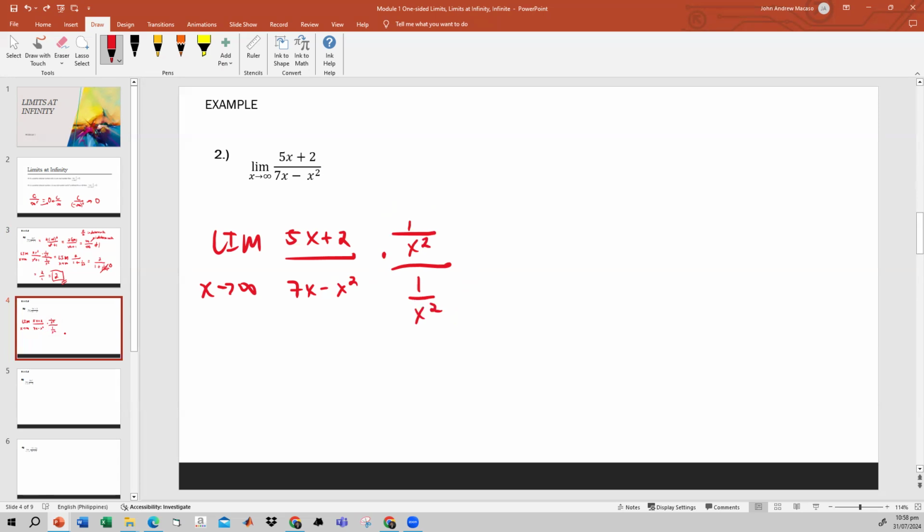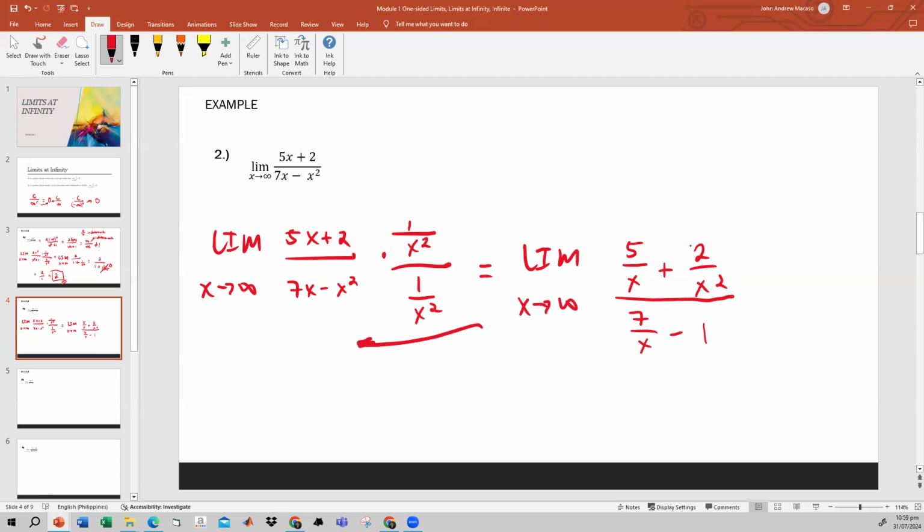Okay, so in that case, you will try to evaluate this now. So this will become the limit of 5x times 1 over x squared, so this will lead to 5 over x, plus 2 times 1 over x squared, that's 2 over x squared, over 7x times 1 over x squared, so this will lead to 7 over x, minus negative x squared times 1 over x squared, so this will lead to negative 1, as x approaches infinity.